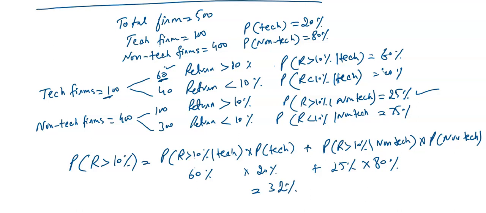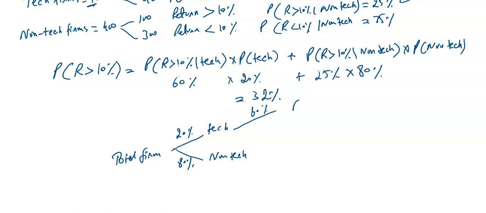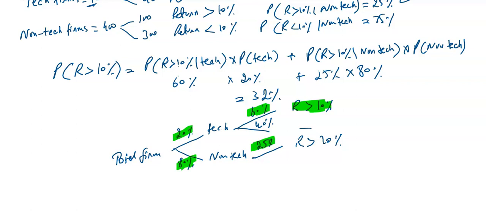By the way, you can also calculate directly. It's very simple. Total firms: 20% chance that it will be a tech, 80% chance that it will be a non-tech. If you're a tech firm, 60% chance return greater than 10%, 40% chance return less than 10%. If you're not a tech firm, 25% chance that return is greater than 10%. I want to calculate the total probability of return greater than 10%, so multiply 60 into 20, multiply 25 into 80 and get the total. That will be the total probability which we have covered in the last reading.